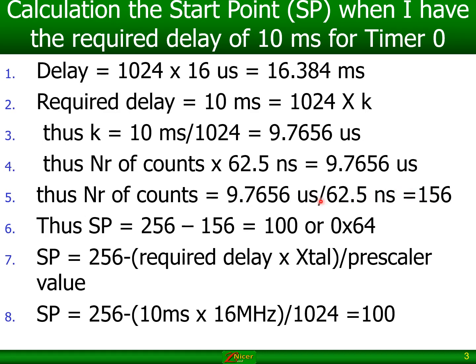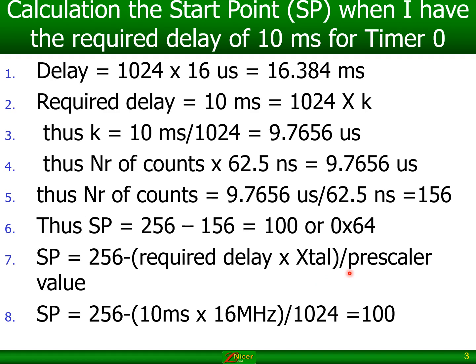Thus, my starting point will be 256 minus 156 gives me 100, or hex 64. What I've done here is a few manipulations, and I said that the start point is then 256 minus the required delay, the one that you want. If I say I want 10 milliseconds, this is where you will put it in. This is multiplied with a crystal. This is where you'll put the crystal in. This is why I've substituted that with 16 megahertz divided by the Prescaler.